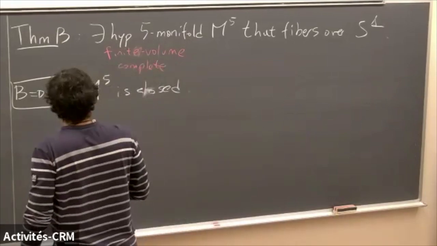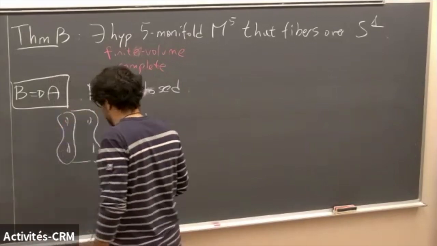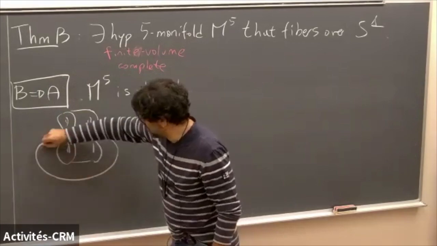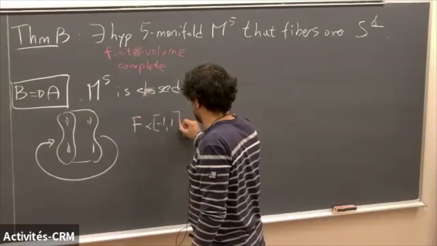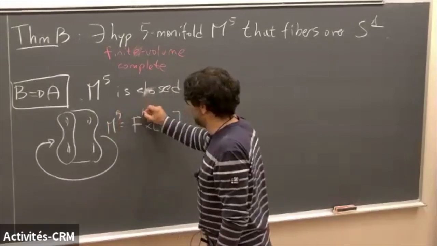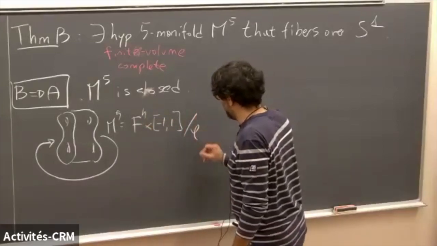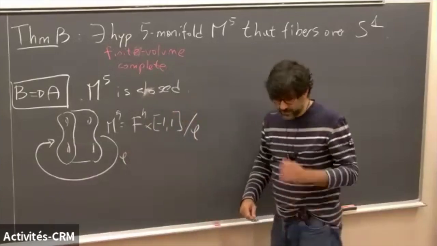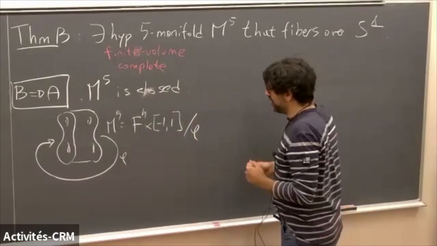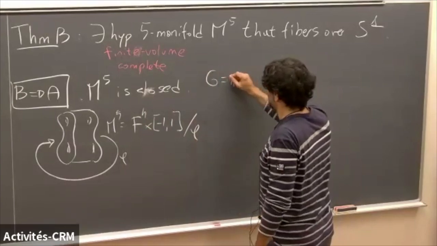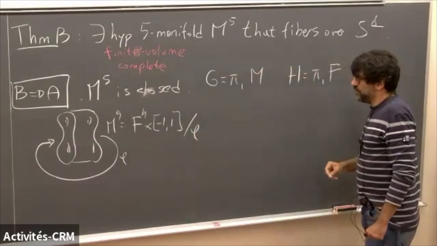So we start with the closed manifold, and the usual picture is the following. Every manifold that fibers over the circle has this picture. You have a fiber F, and you can see the manifold, say a 5-dimensional manifold, as a 4-dimensional one times S1 twisted by the monodromy phi. And monodromy is always interesting when the manifold is hyperbolic. So we take G, the fundamental group of M, and H, the fundamental group of the fiber, and we look at the monodromy.